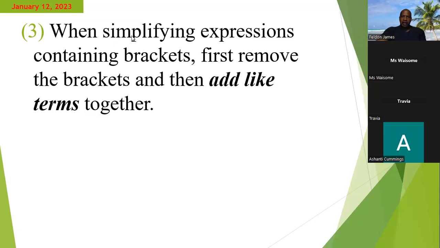So the three rules that we have: the first rule says that what is outside, you multiply what is inside, basically the distributive law. The second rule says that if what you have outside is negative, when you multiply out, whatever the signs inside are going to change to their opposite. The third rule says that if we are simplifying where we have brackets, we first remove the brackets, then we add or subtract like terms together. All right? Is that clear to everyone?